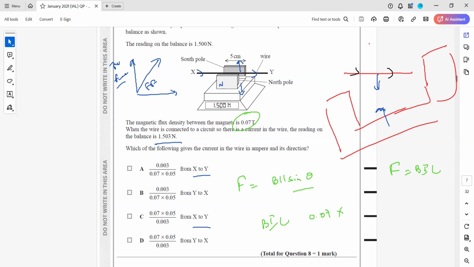Look, this reading was 1.5 and then it increased to 1.503. So how much extra force is exerted? 0.003 Newton upward, 0.003 Newton downward. So F will be 0.003.